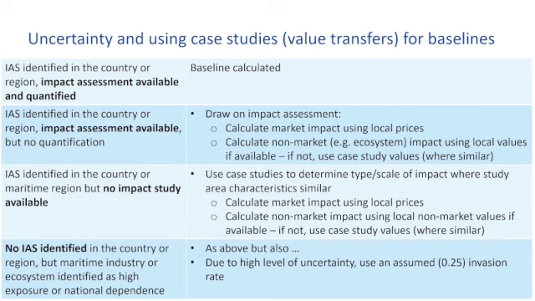And finally, if the species hasn't been identified in the country or region, but you've got an industry in your region that's been identified as having high exposure or national significance, then you need to do all of the above, but also, due to the high level of uncertainty, you might use an assumed 0.25 invasion risk for that species. We're just suggesting that as a rule of thumb. You might have a better value available. Next slide.